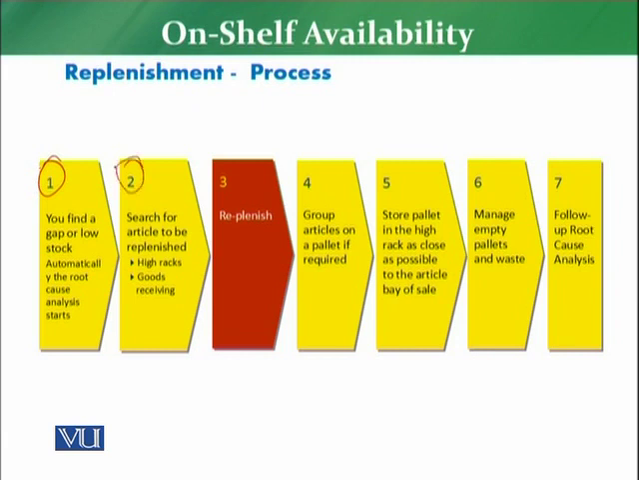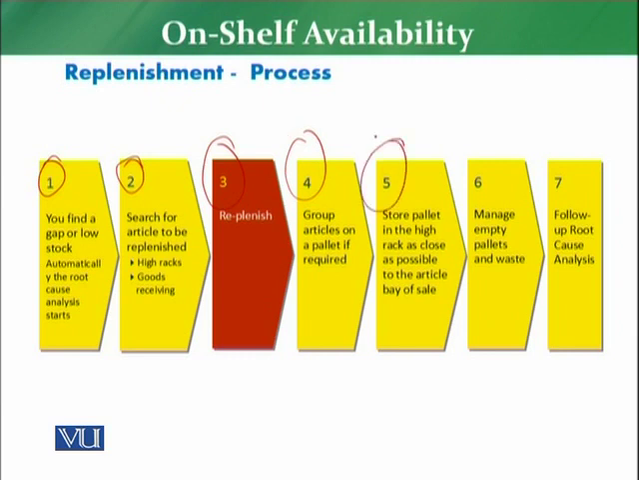You move to the second step: you search for the article to be replenished. Is this article available in the warehouse? Is it available on the high racks? The third step is that you need to replenish immediately. Fourth is to group articles on a pallet if required. For example, if the products are available in the store but in low stock, you need to group articles on the pallet if needed.